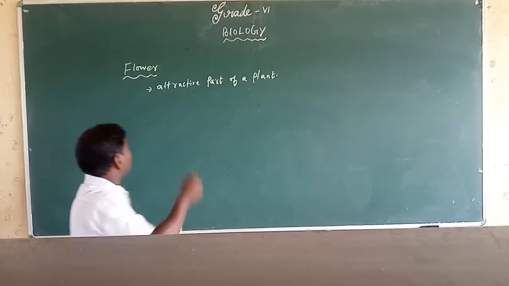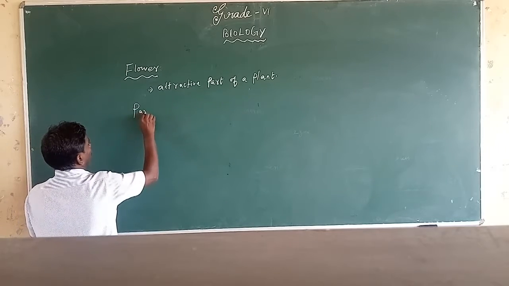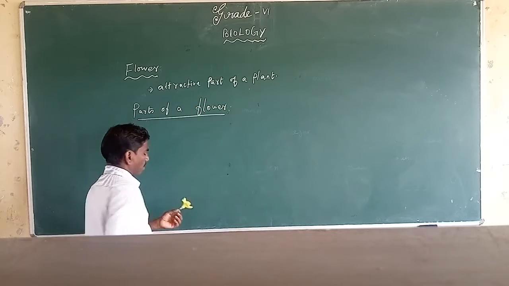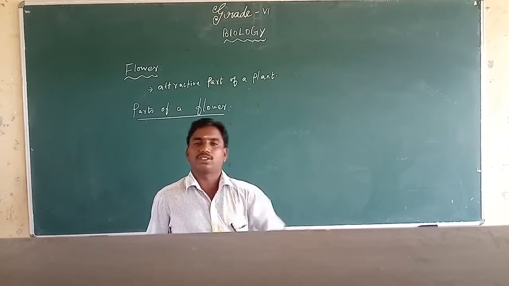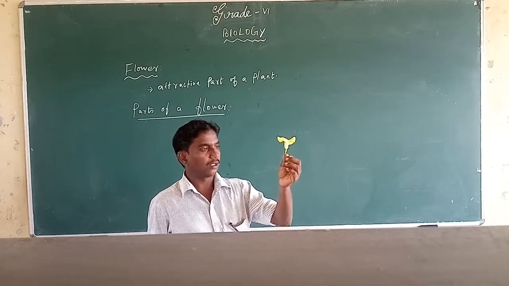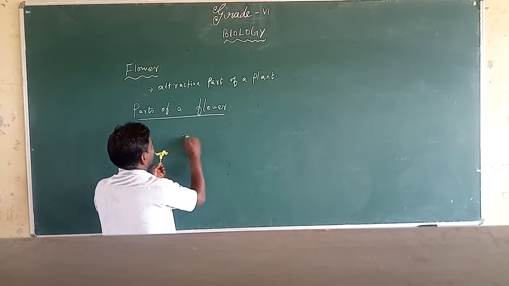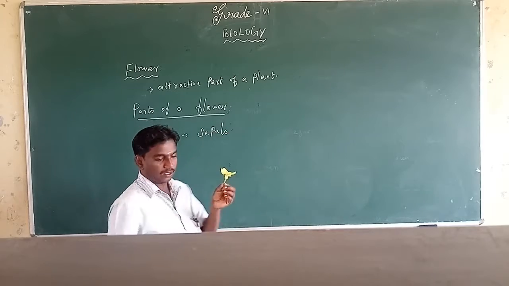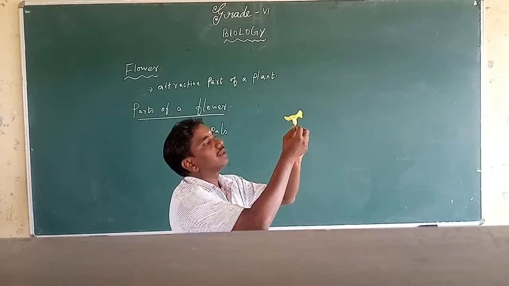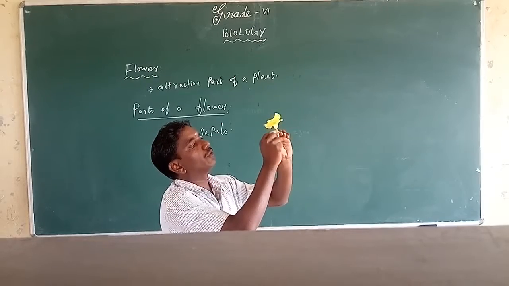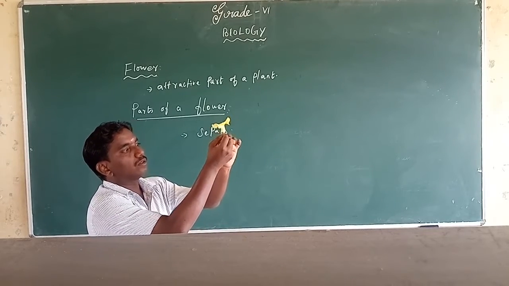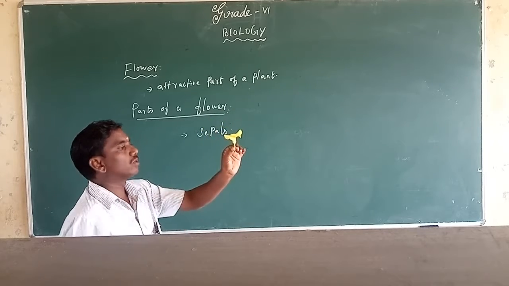Next, the parts of a flower. There are mainly four parts in all flowers. The first one is the sepals. The sepals are the green colored parts. 1, 2, 3, 4, 5, so this flower has 5 sepals. Now you see the green colored parts, so these are the sepals.